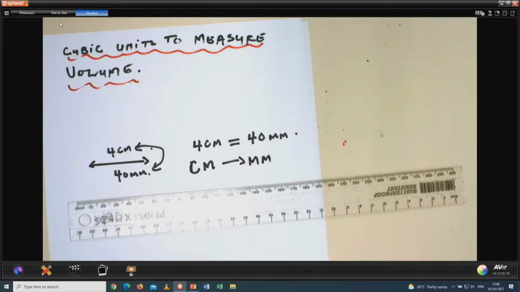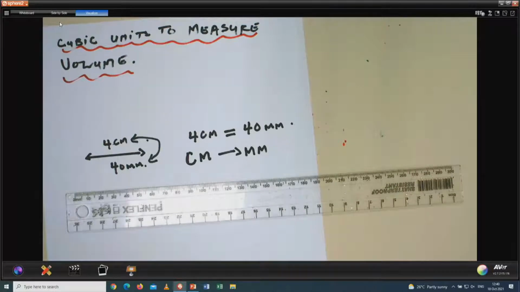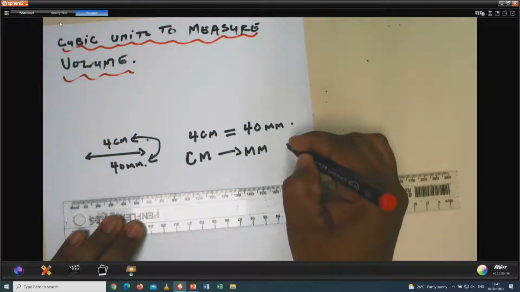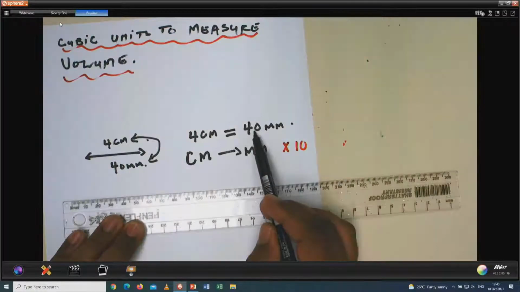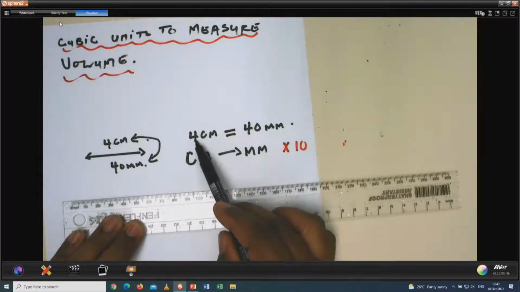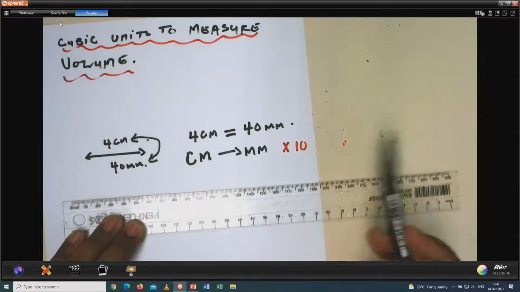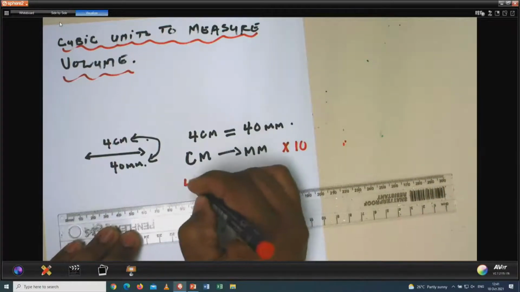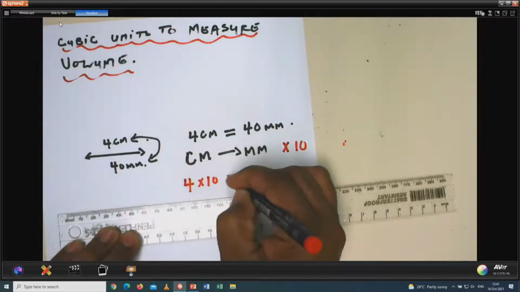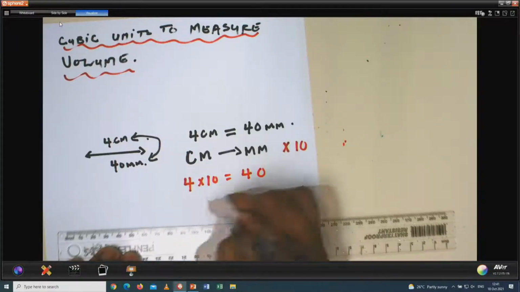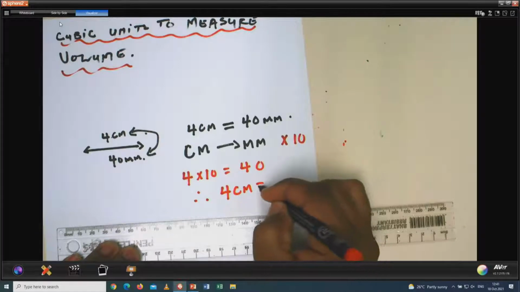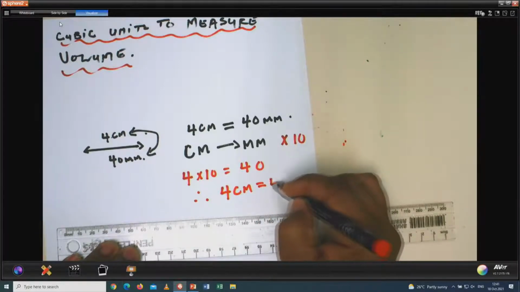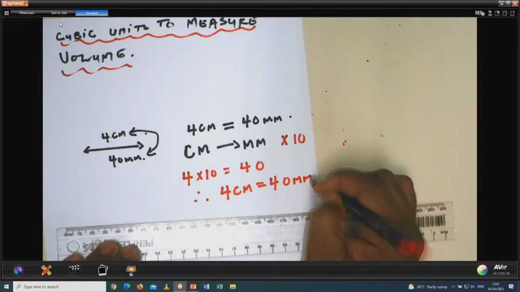This is a recap from grade 6. You can see that we have to multiply by 10, because 40 is 10 times bigger than what? Than 4. So we say 4 multiplied by 10 is equal to 40. Therefore 4 centimeters is equal to 40 millimeters.